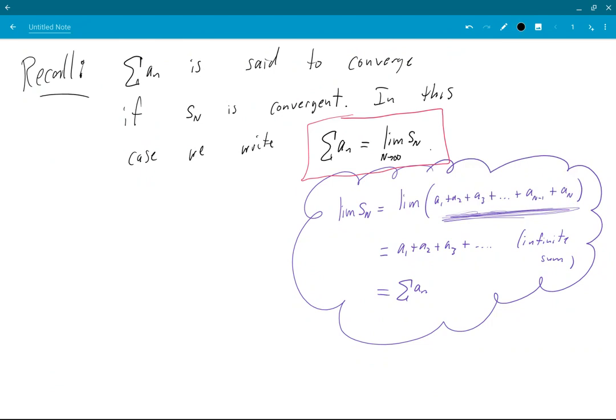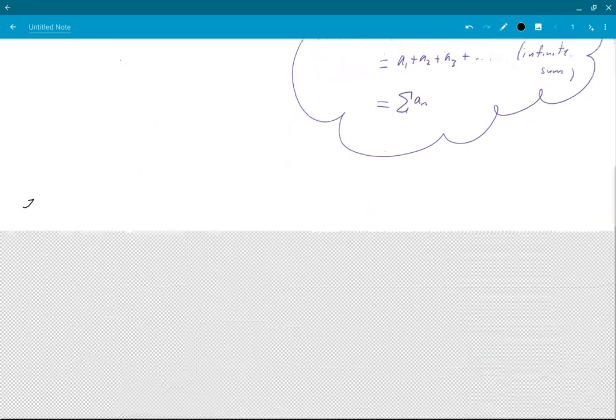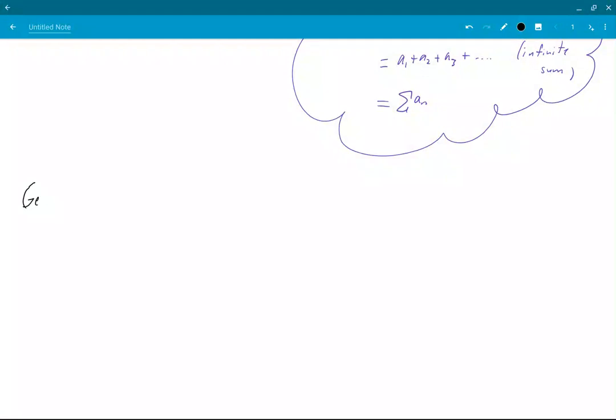Okay, let's look at geometric series. These are series that have a very characteristic form. In the series, you have this a appearing every time, and then you just have higher powers of r as you go left to right. Okay, we can summarize this.